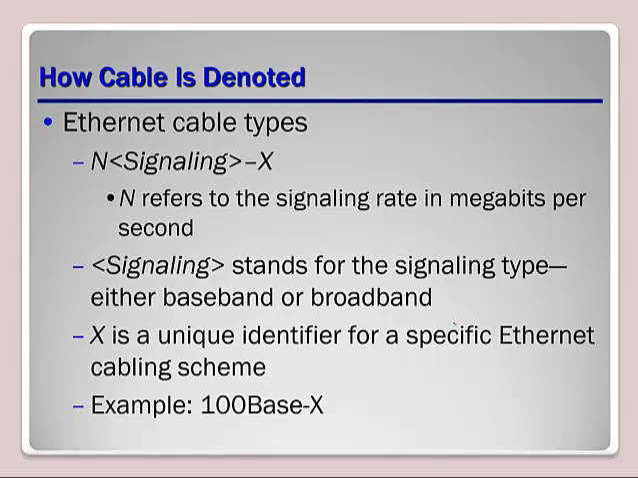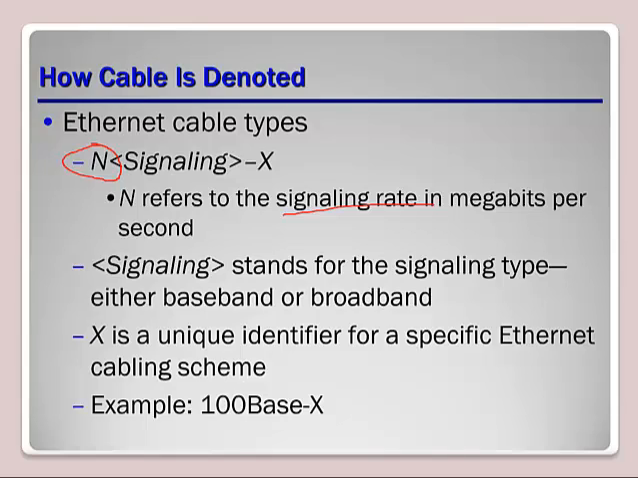All right, so first thing we're going to discuss is how cable is denoted, and you may remember me mentioning in class the other day 10 base T or 10 base 2 or whatnot, and that involves these variable letters and numbers here, like this N right here. That refers to the signaling rate in megabits per second.